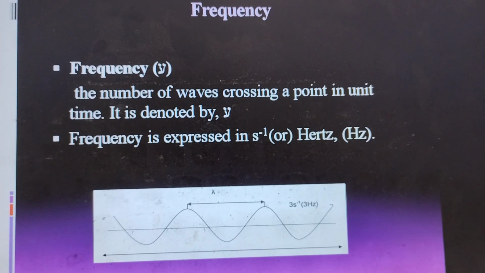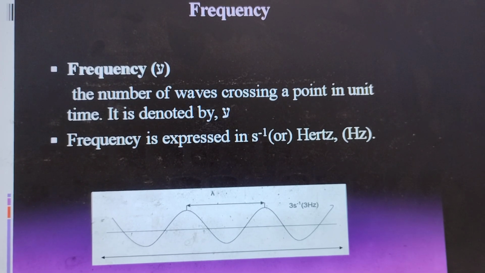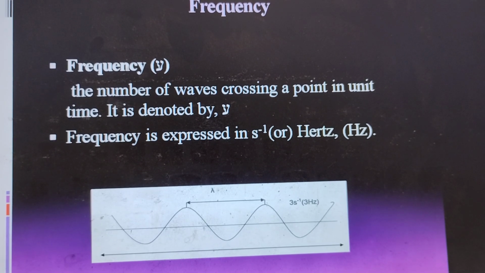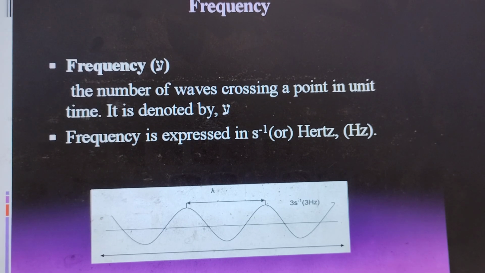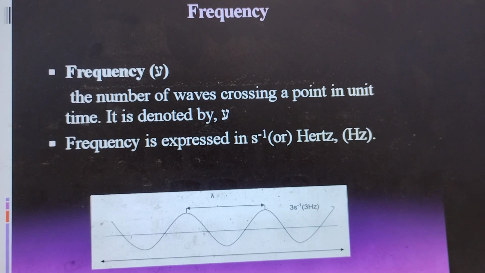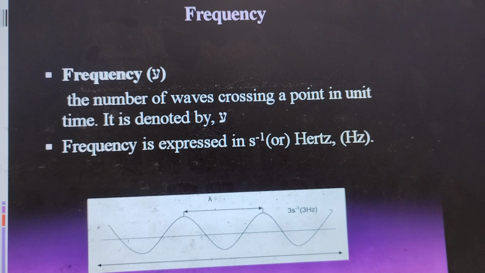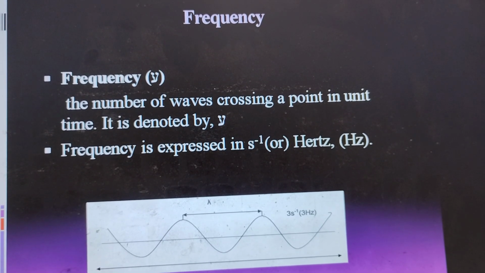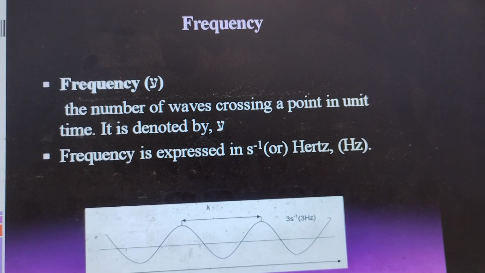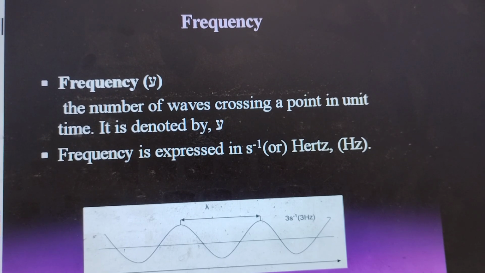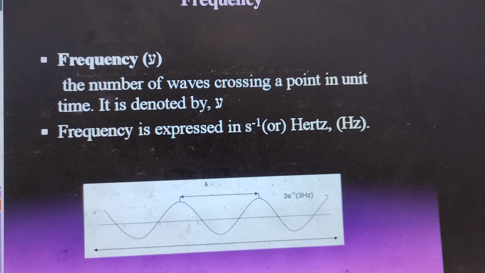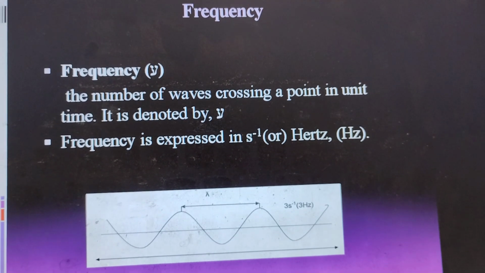Next, frequency. The frequency symbol is denoted by nu. It is the number of waves crossing a point in unit time. In unit time, or per second, how many waves are crossing? That is called frequency. The wavelength is the distance between two adjacent peaks, while the number of waves produced per second is called frequency. The frequency is expressed in per second or hertz. This diagram explains how many waves are crossing per second. This is called frequency.